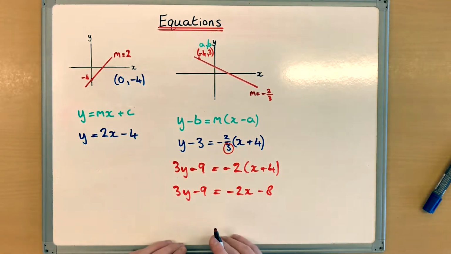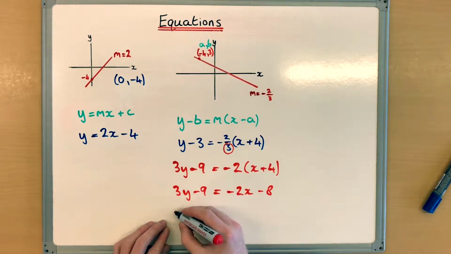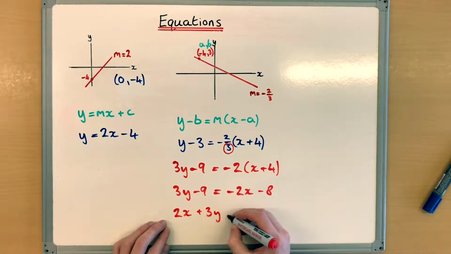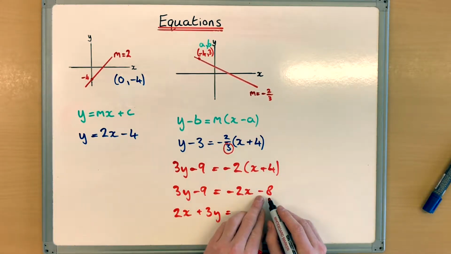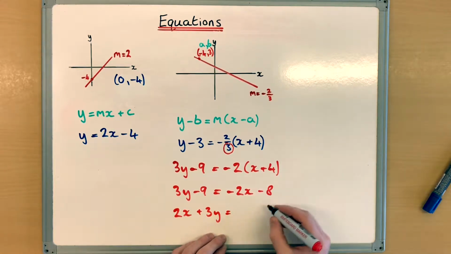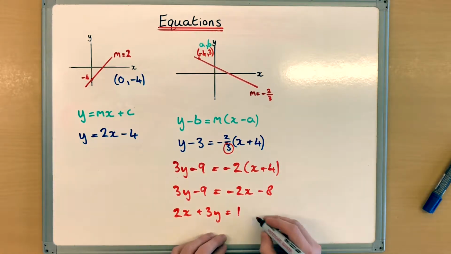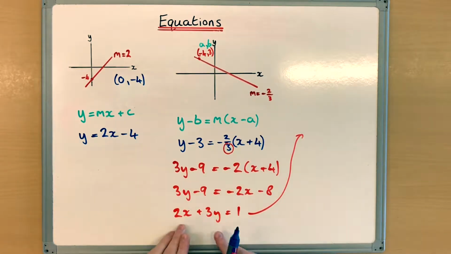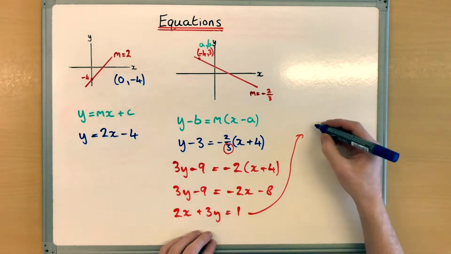I'm going to bring the x and y to the left, and that'll give me 2x plus 3y equals, so I've got -8, I'm bringing -9 across, so that's going to become +9, so I'm going to get -8 plus 9 is 1, and that is the third form. It doesn't really matter if your x comes first or your y. Most mathematicians like to put the x first, but it doesn't matter too much.